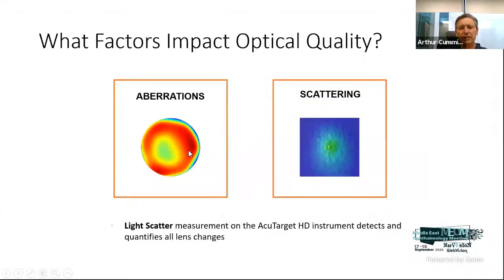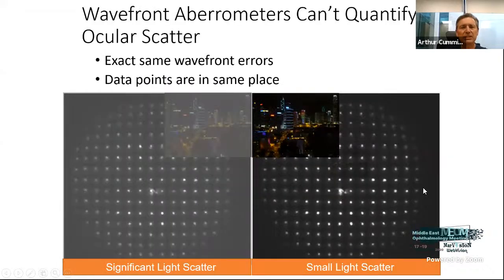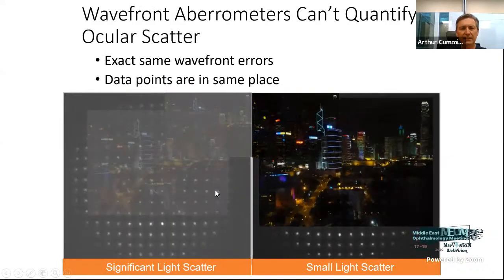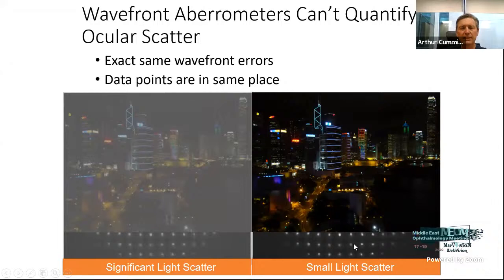So aberrations on the left, this would be a level of coma and some spherical aberration. Scatter is on the right. It won't impact the wavefront. So this shows you very nicely. On the left is significant light scatter. On the right is small light scatter. And even though these two wavefronts are exactly the same, the person with low scatter has much higher contrast and better vision than the person with high scatter.